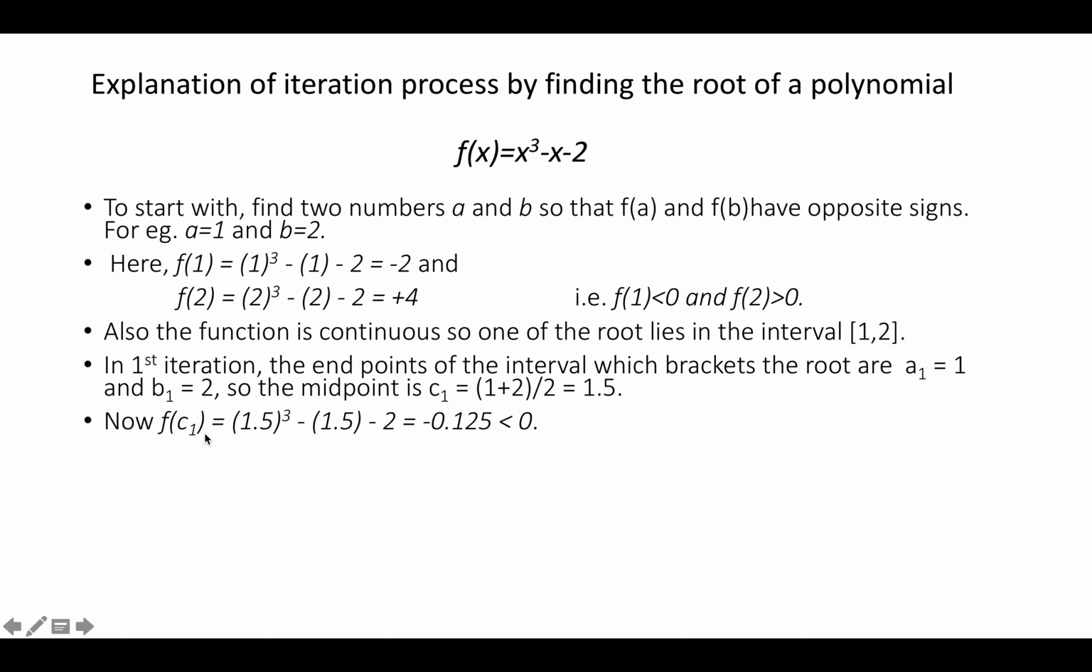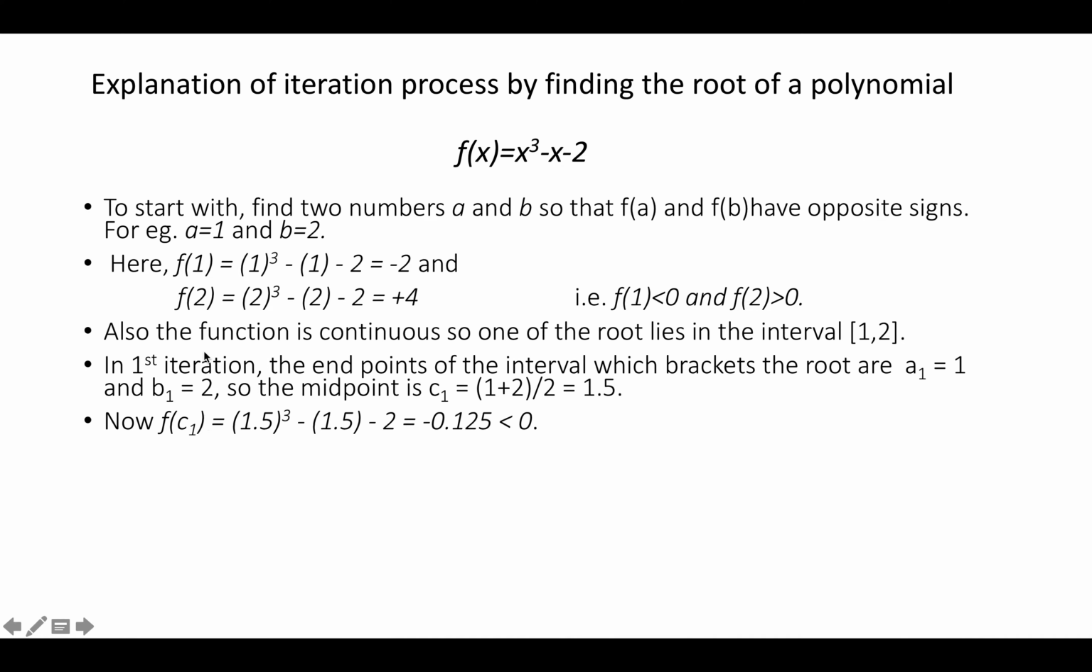So now first we check the value of the function at this middle point. It comes out to be minus 0.125, which is negative. So which value from a and b is to be replaced with c1 equal to 1.5? f1 has a negative value. So we have to reduce or bisect the interval from a equal to 1 to a equal to 1.5 now. The new value of a becomes 1.5 because it is negative and it is also negative.